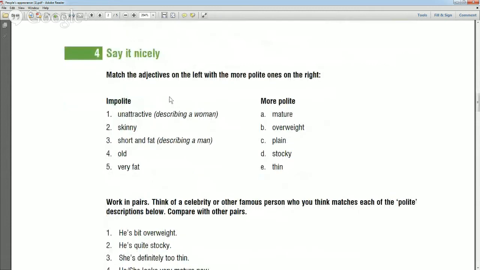Now let's match the adjectives on the left with the polite ones on the right. If somebody is unattractive, a lot of times we will say that she is plain. Unattractive usually goes with a plain woman. If the person is skinny, we will say she is thin. If the person is short and fat, we might say that he is stocky. If he or she is old, we will say mature. If he or she is very fat, we will say overweight.